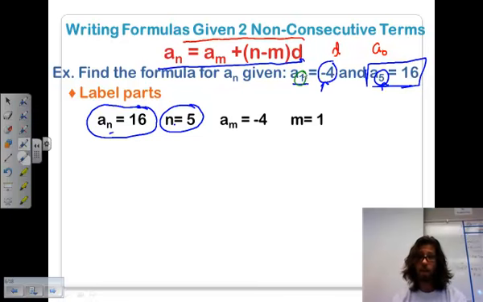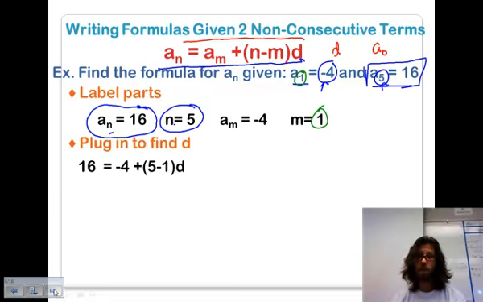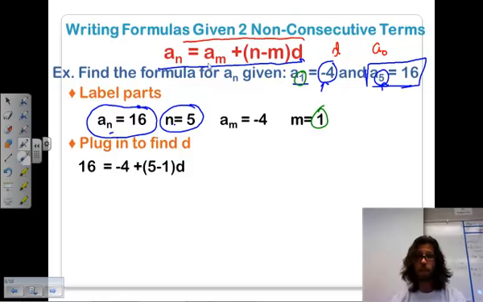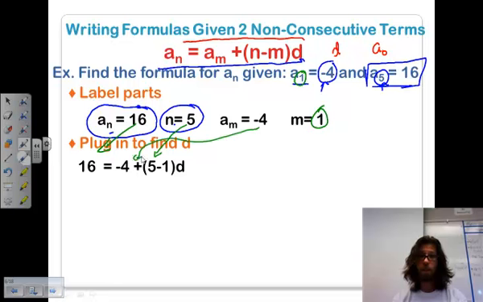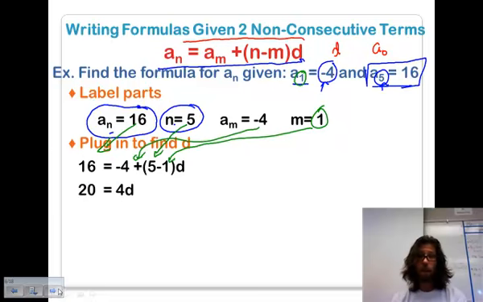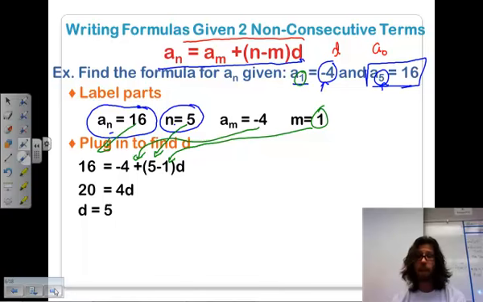Okay, and then we got a 1 here, and that's going to be our 1 there as well. So we plug all of that into the formula. If you notice here, it's just a plug and chug kind of thing. The 16 is A sub n. The 5 is our n. The -4 is our A sub m, and the 1 is our m. We plug all of that in, do a little math there, and we get D equals 5.